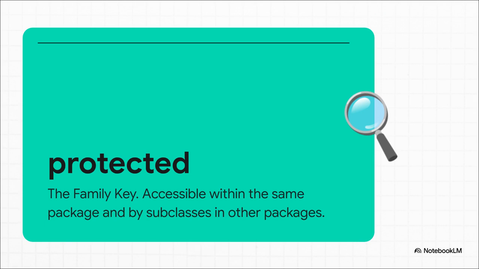Next up is protected. Let's call this one the family key. Now, this key does 2 things. It opens doors for anyone else living in the same package, but, and this is its special power, it also works for subclasses, direct descendants, even if they live in a completely different neighborhood, package. This is how you create things that are meant to be extended by other developers.